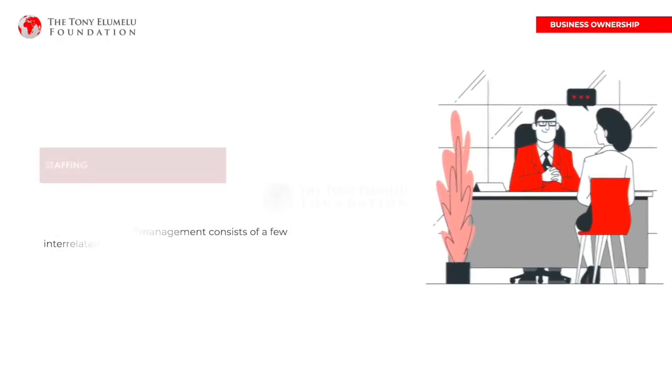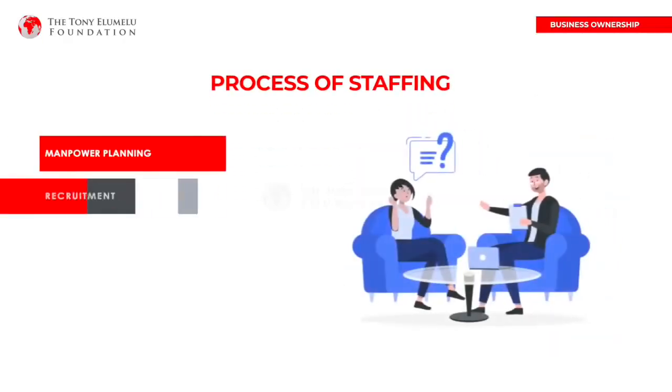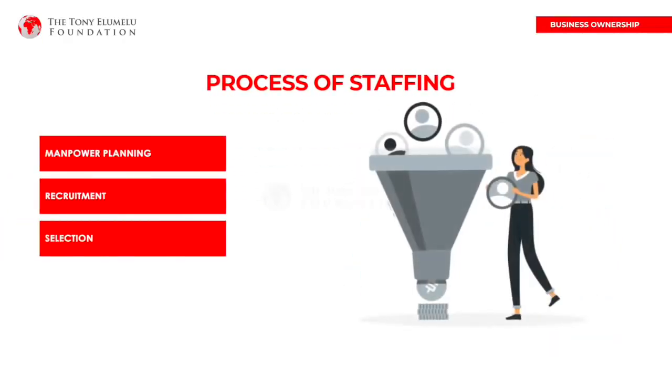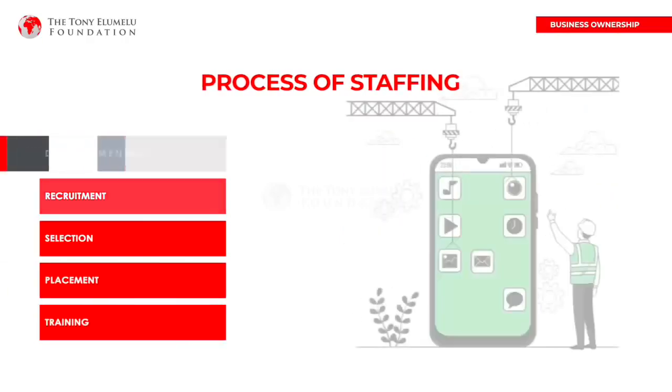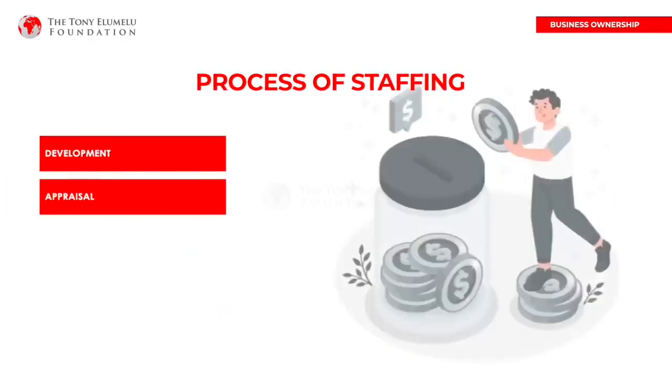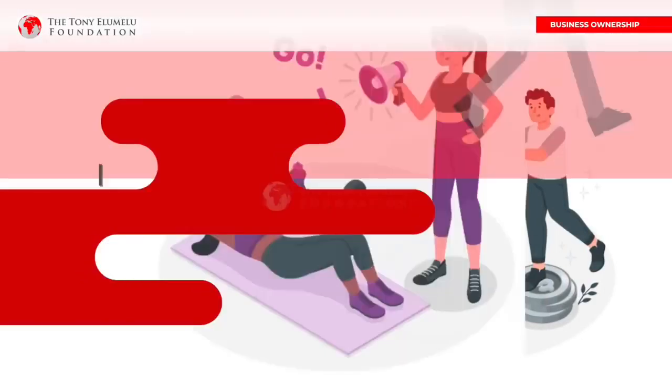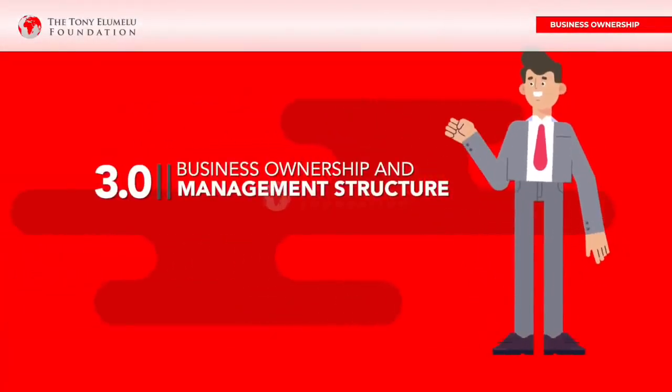The process of staffing is highlighted in the following ways: manpower planning, recruitment, selection, placement, training, development, appraisal, determination of remuneration. Business ownership and management structure.